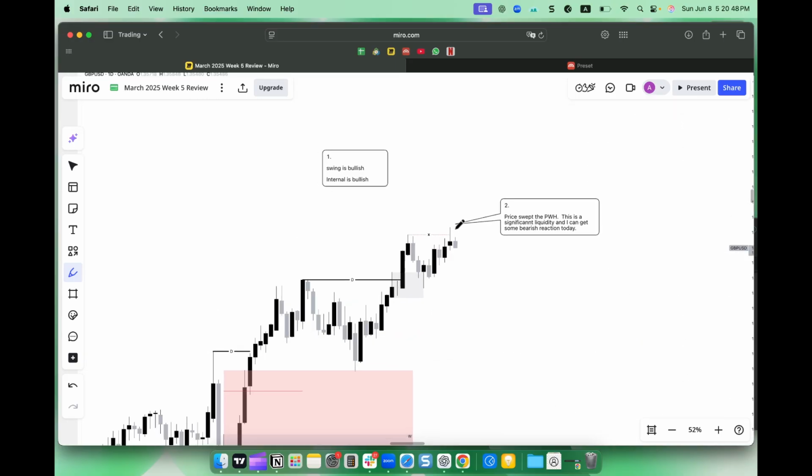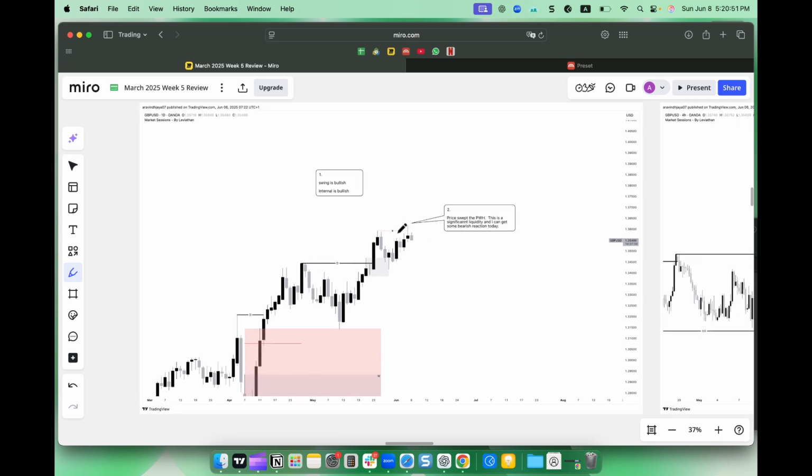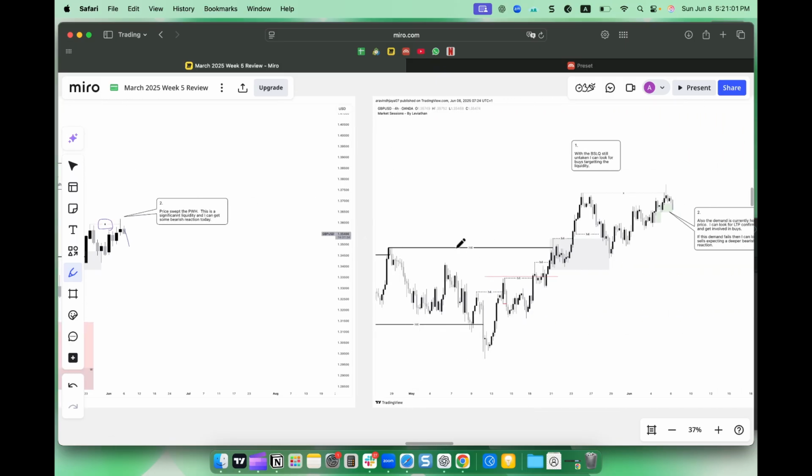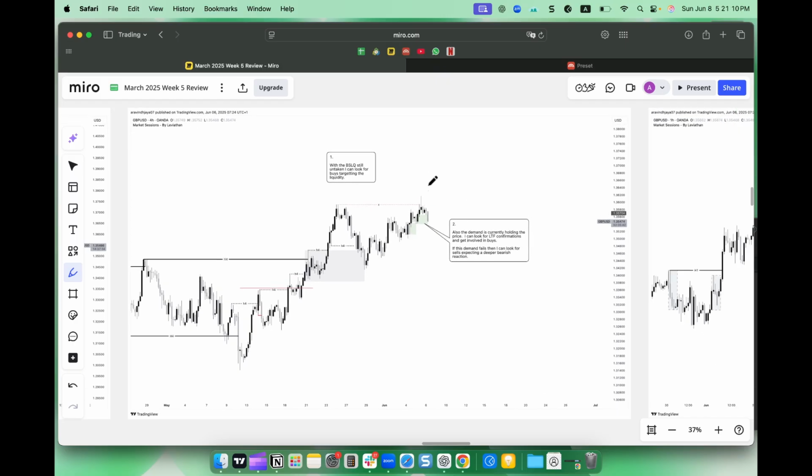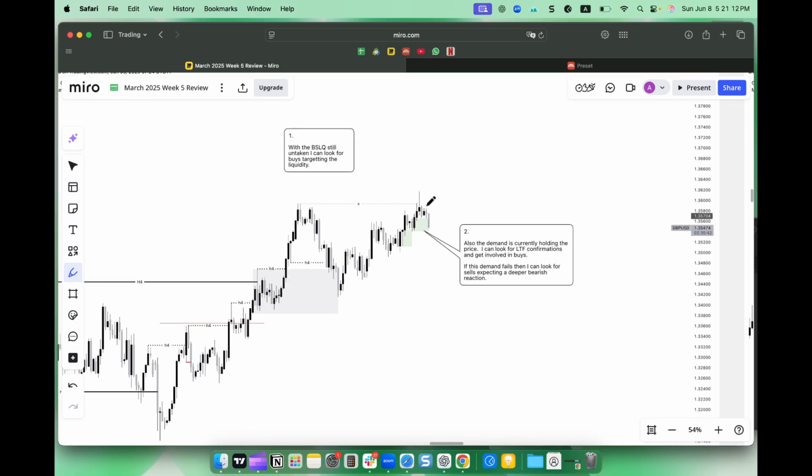So now the price has taken the daily buy side liquidity, which means once the price takes the buy side liquidity, there could be some bearish reaction. So today we can expect the price to be bearish for a while. But I need a strong lower time frame confirmation to play shorts. From the 4-hour perspective, we can say that this demand is currently holding the price. If this demand gets flipped, then there would be a beautiful flip zone from which I can look for sells, playing the bearish reaction.